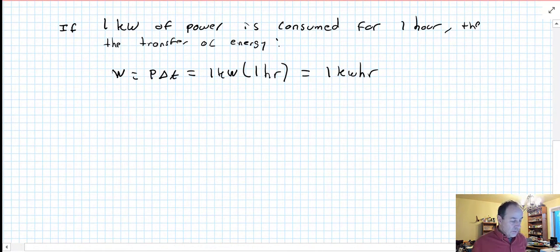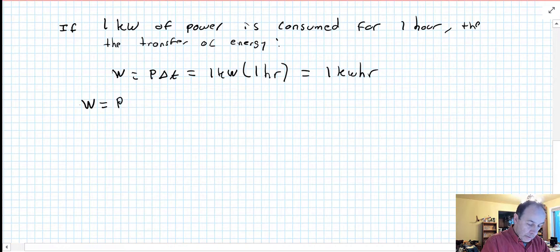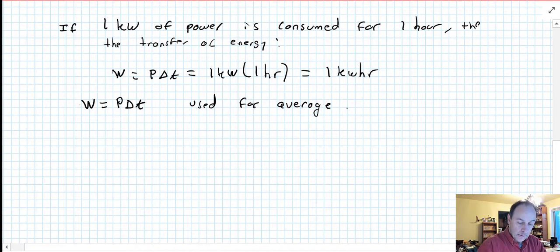So for situations with constant or average power delivered to an object during a time interval, that's your expression. W equals P delta T is used for average power delivered to an object in time delta T.